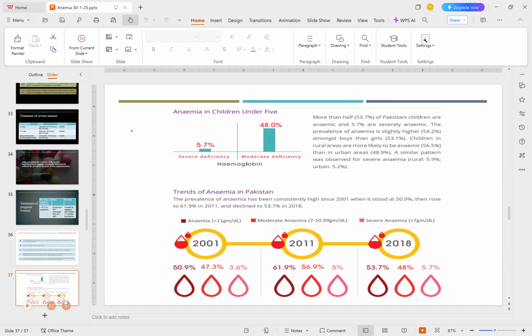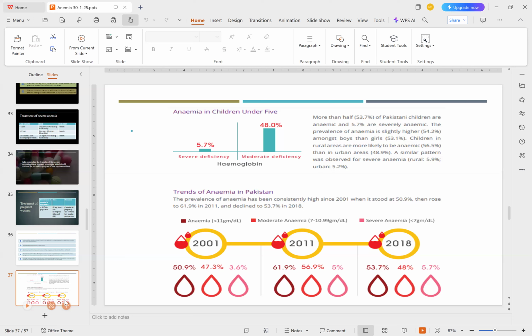Trend of anemia in Pakistan. The prevalence of anemia has been consistently high since 2001, when it stood at 50.9%, then rose to 61.9% in 2011 and declined to 53.7% in 2018.